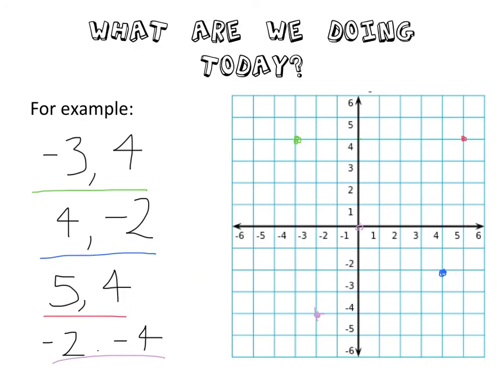And a reminder of how these are labelled. This red point would be in quadrant 1. This green point would be in quadrant 2. This purple point would be in quadrant 3, and this blue point would be in quadrant 4, because this is quadrant 1, quadrant 2, quadrant 3, and quadrant 4. And that's it, guys. That is the basics of the Cartesian plane.